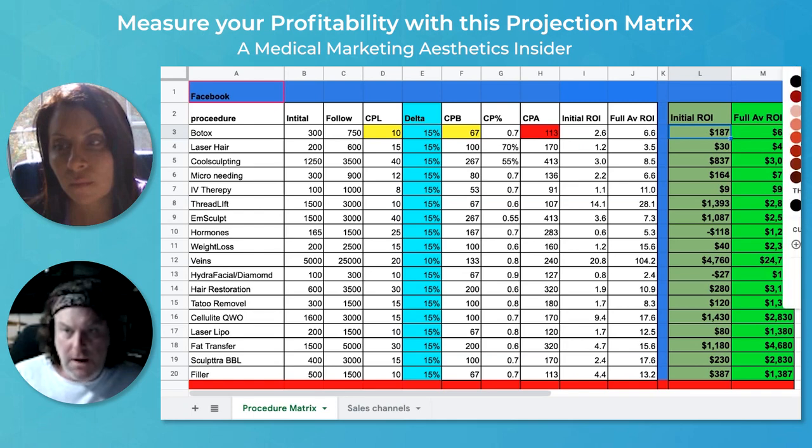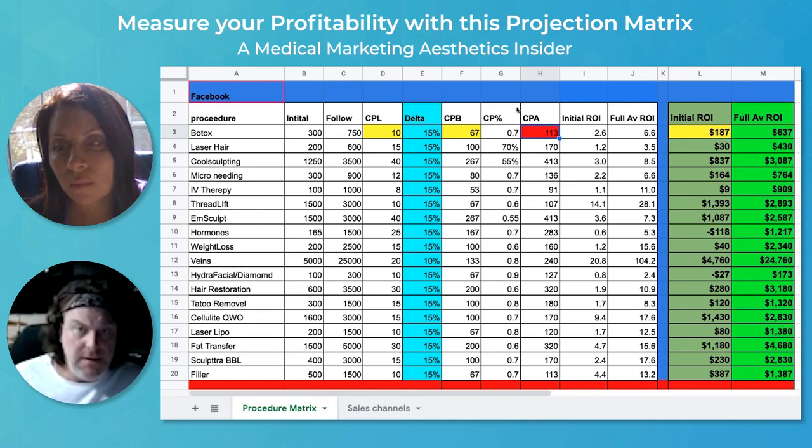$187 of profit. Now, that being said, this is why we say you must sell multiple packages, because $187 is not going to make you a wealthy practitioner. It will make you solvent, but it will not make you to the next layer. Now, if you went and had the follow-up secondary procedures, we'd see an ROI of 637. Now your full average ROI is 6.6 times your spend. That's that 113. So we really like to see a ROI of 5 or greater.